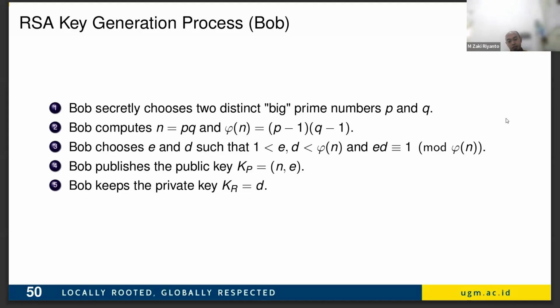And then Bob publishes the public key. The public key is the pair N and E. And Bob keeps the private key, that is D.